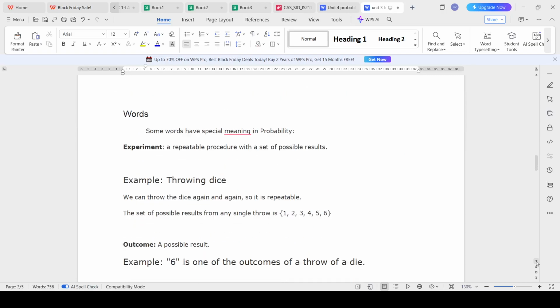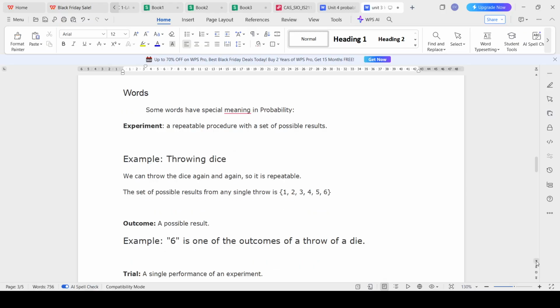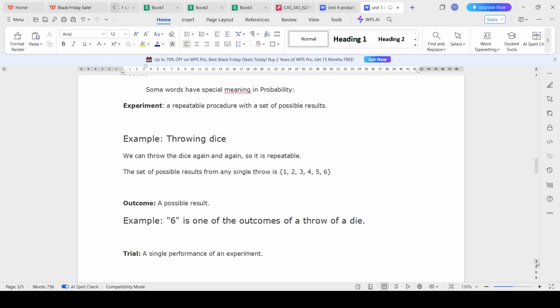Okay, words. Some words have special meaning in probability. Experiment: a repeatable procedure with a set of possible results. Example, throwing a dice. We can throw the dice again and again, so it is repeatable. The set of possible results from any single throw is 1, 2, 3, 4, 5, and 6 for a dice. Outcome: a possible result. Example, 6 is one of the outcomes of throwing a dice.